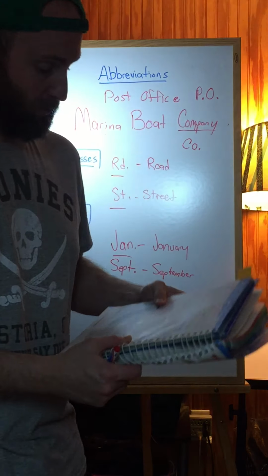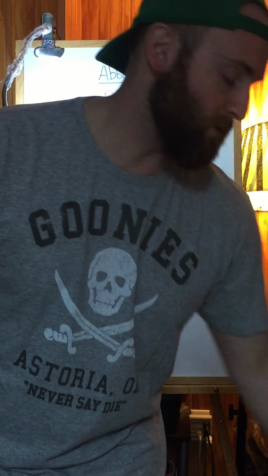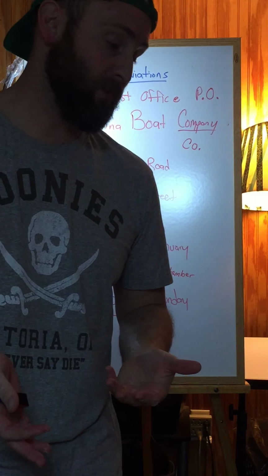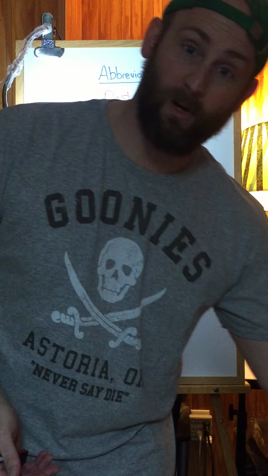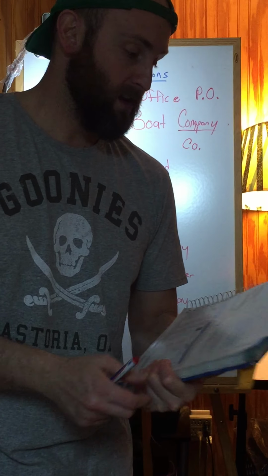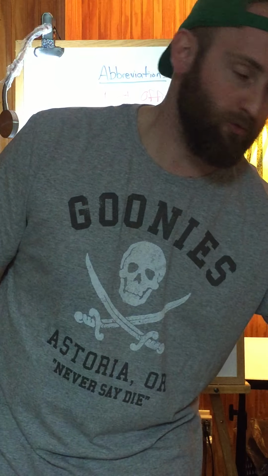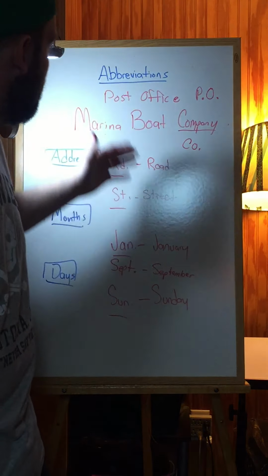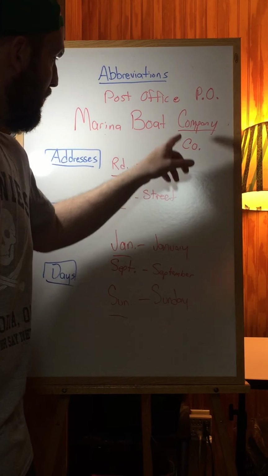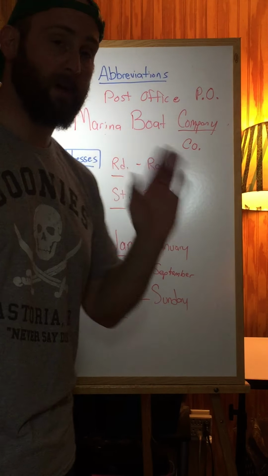So what I want you to do today, I want you to look at page 174 and do numbers 1 through 6. And then on Tuesday, the 31st, I want you to focus on page 174, numbers 7 through 16. The underlined word has the word that they want you to abbreviate. We already did number 1, Marina Boat Company, as you will see. Company was the underlined word, and the abbreviation for company is capital C, lowercase o, and period.